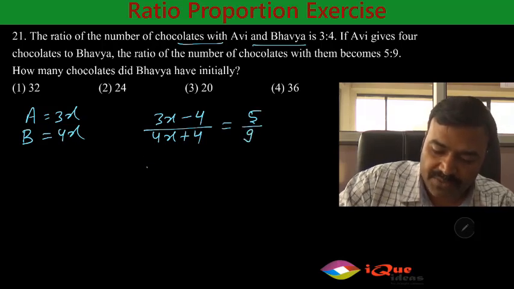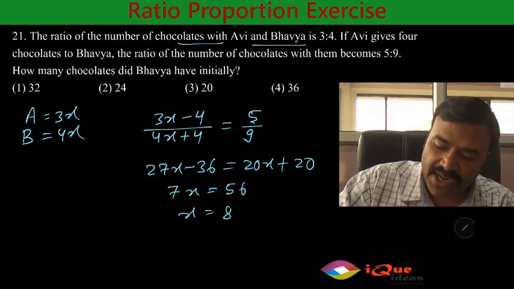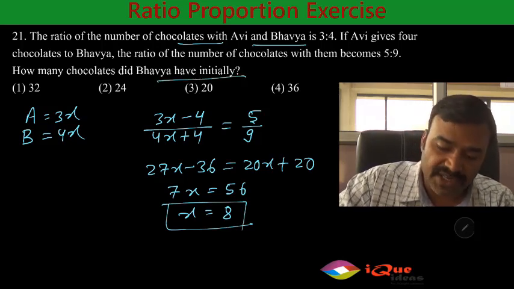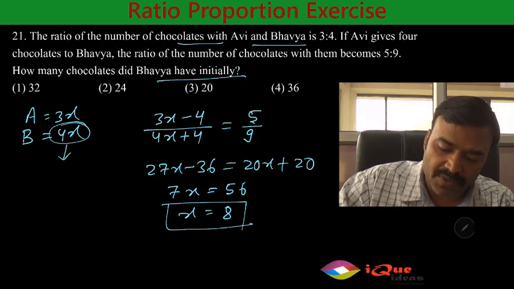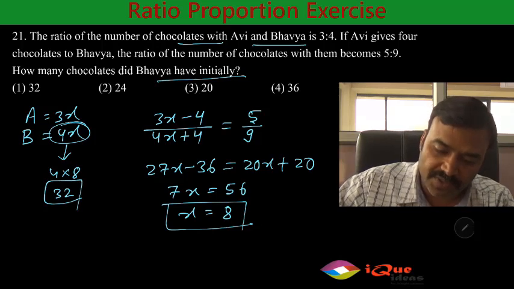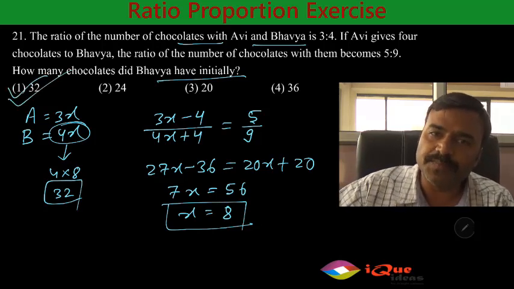Cross multiply, 9 into 3 is 27x, minus 9 into 4 is 36, 5 into 4 is 20x, plus 5 into 4 is 20. So 27 minus 20 is 7x, 36 plus 20 is 56. So simplify to get x equal to 8. Remember, x is not the answer. The question is, how many chocolates did Bhavya have initially? So Bhavya initially had 4x. So x is 8, so 4 into 8, that is 32 chocolates. So the answer of the question will be first option, that is 32. A standard simple question. Right?